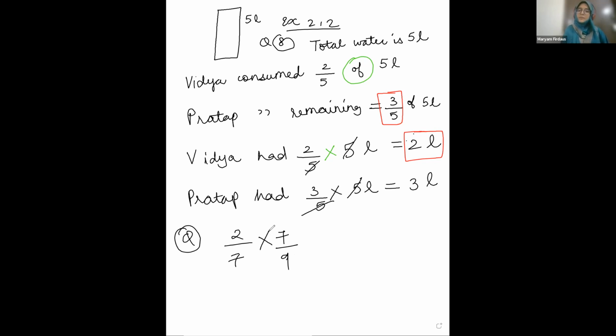Yes, Hiba? What's your doubt in this? How are we going to solve it? Can we cancel anything? Yes. 7 and 7. Very good. So we can cancel 7 and 7, right? What do we have remaining? 2 by 9. Yeah, that's it. 2 by 9. That's the answer.